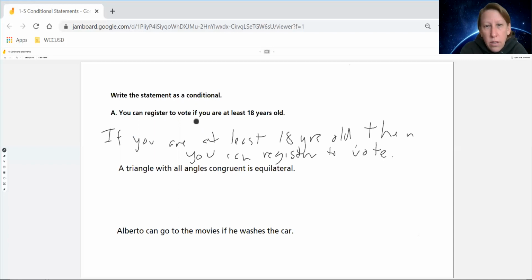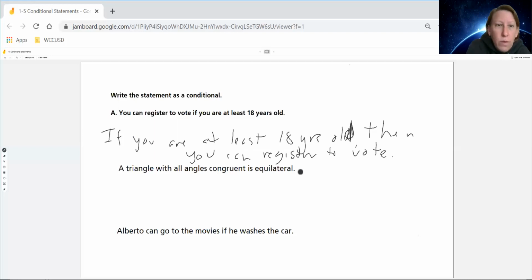Is that true? I think you might be able to register to vote before you're 18 if you will be 18 at the next election. So you guys are almost getting to that point where you'll be ready to register to vote. So think about that.